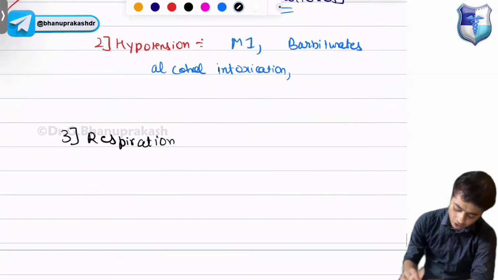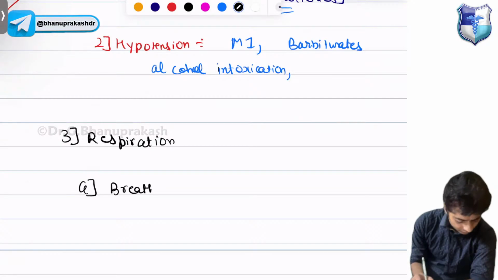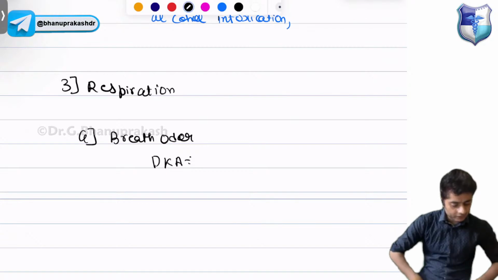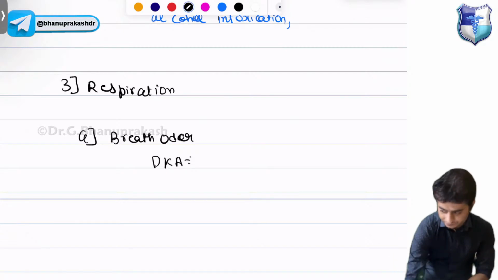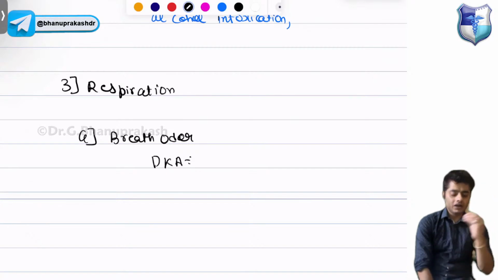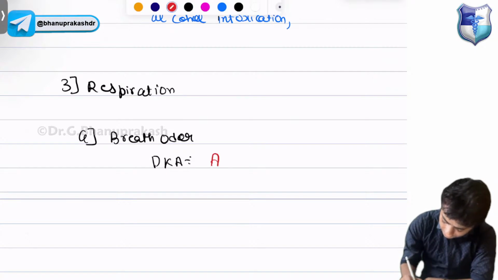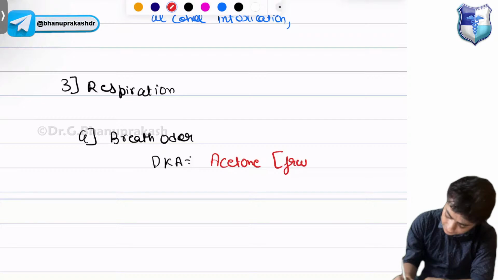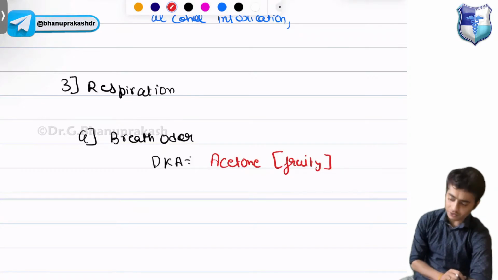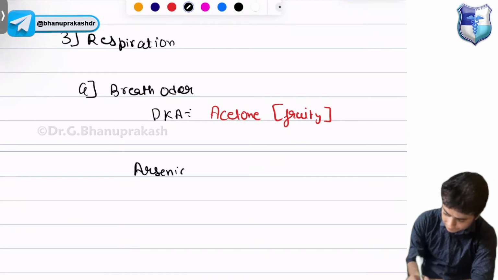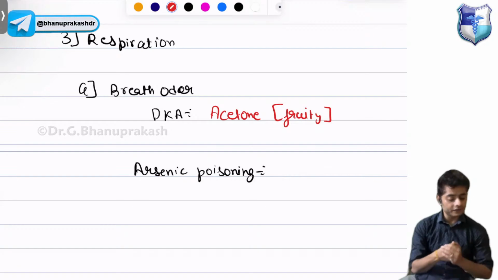So in respiration, first is your breath odor. Can anyone tell me what is the breath odor in a DKA patient? What kind of breath comes in a DKA patient? Anyone? What kind of breath odor do we expect? Very good, Dheeraj. Fruity or sweet smell like acetone. Fruity. Very good, beta. Yeah, ketotic smell. Then comes your arsenic poisoning. Now, can anyone tell me what kind of smell you get in arsenic poisoning? Anyone?